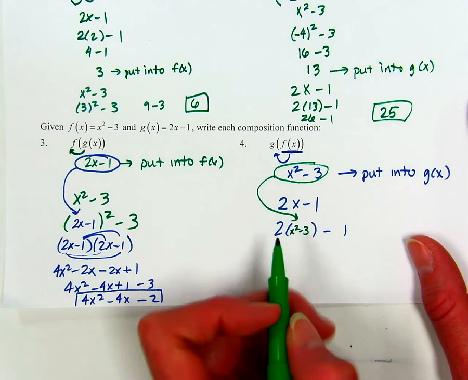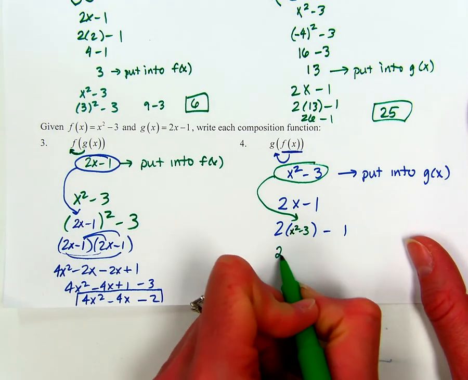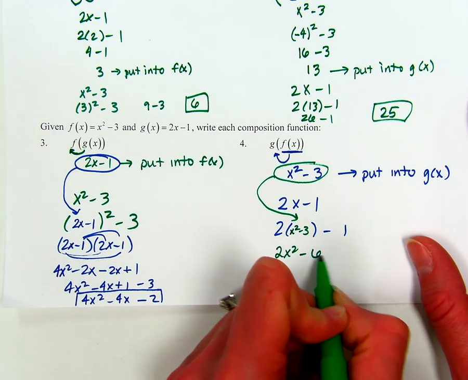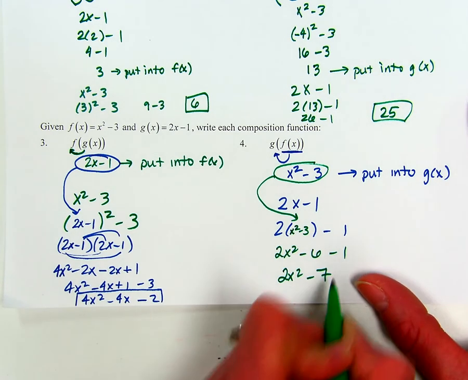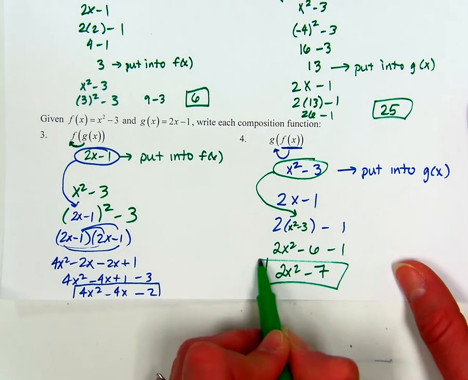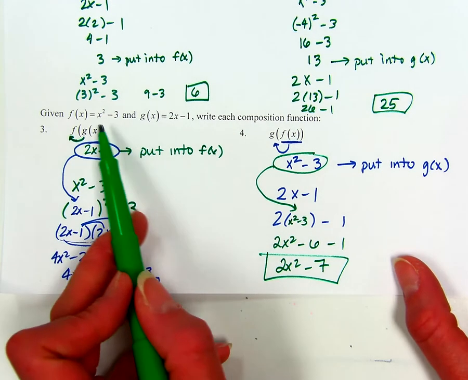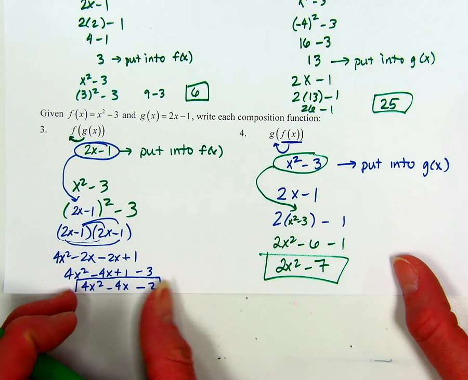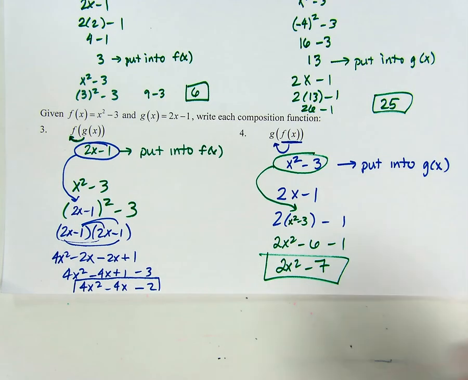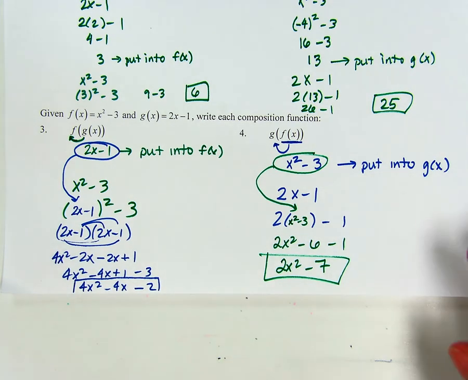So all I want to do is distribute a 2 times everything. So 2x squared, 2 times negative 3 is negative 6. And I'm going to bring down my negative 1. Then if I combine my like terms, I get 2x squared minus 7. So usually if you have f of g of x, you're going to still have x's in it. Now, maybe all your x's would cancel out, but typically you're going to have x's still in there.